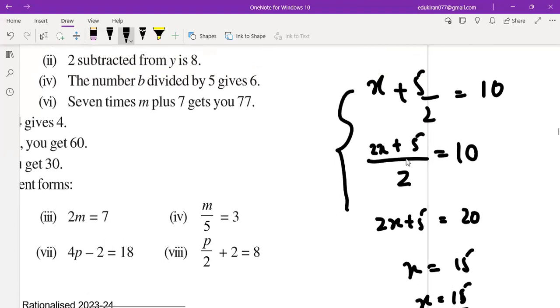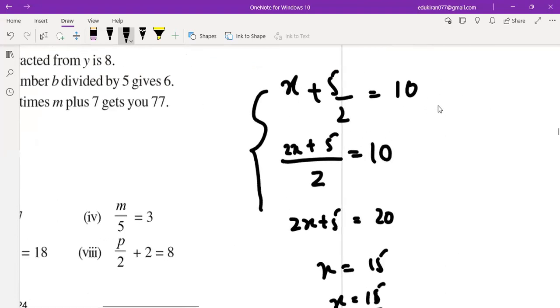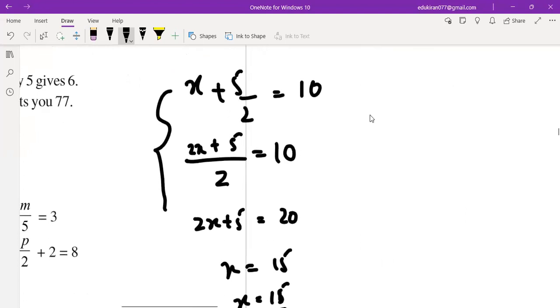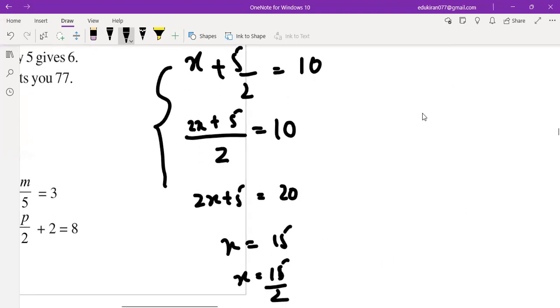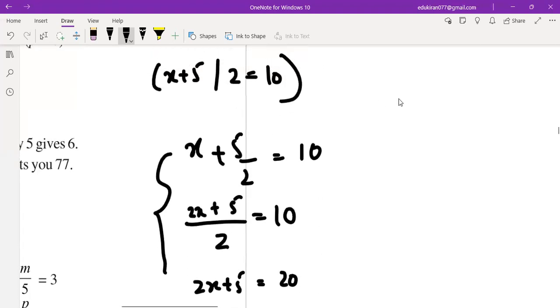When the exam was there, she told me if this question is there, you multiply it with 2 into 10 is equal to 20. x is equal to 20, and then we have to do 20 minus 5. Yes, that also you can do. But over here you cannot do it directly, because this is x plus 5, right? It is divided by 2.